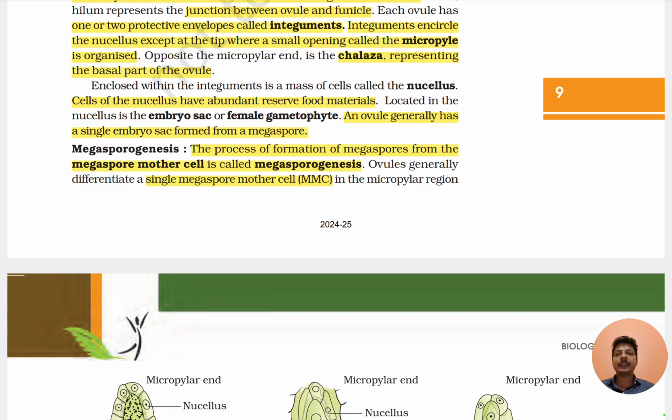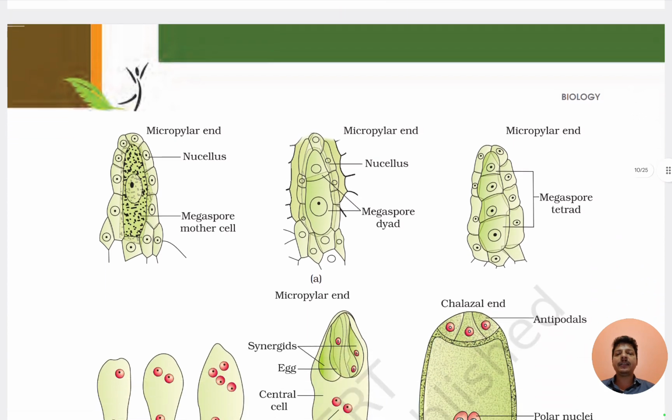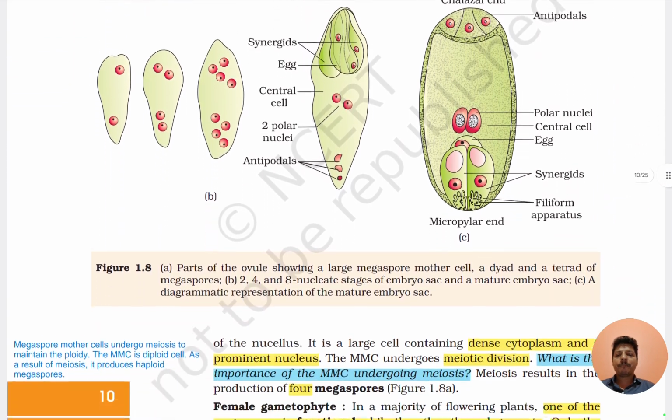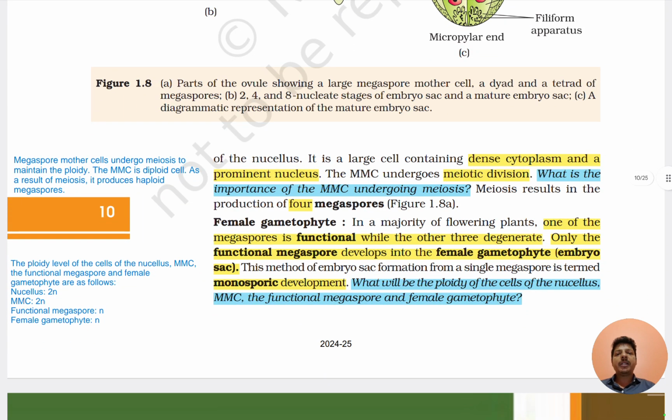Coming to megasporogenesis, the process of formation of megaspores from the megaspore mother cell is called megasporogenesis. Ovules generally differentiate a single megaspore mother cell in the micropylar region of the nucellus; see the diagram, the same diagram is there. It is a large cell containing dense cytoplasm and a prominent nucleus. The megaspore mother cell undergoes meiotic division.